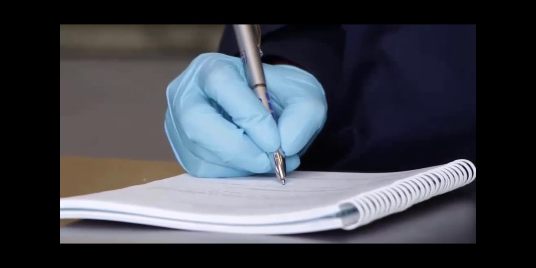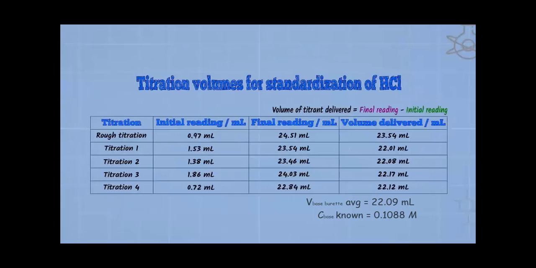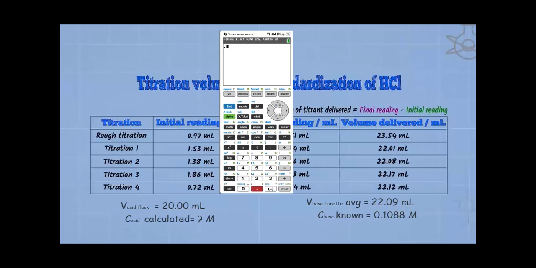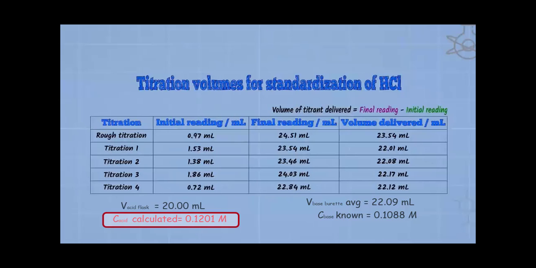We had a volume of base that we averaged to be 22.09. We have its concentration, 0.1088 molar. And then we can divide by the volume of the acid that we had in the flask, 20.00 mLs. And now we know the exact concentration of that acid. We've determined its concentration to 4 significant digits. That's what a titration can do.